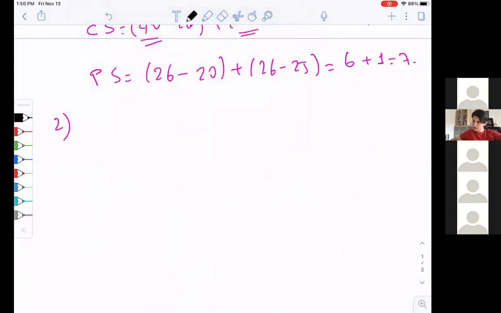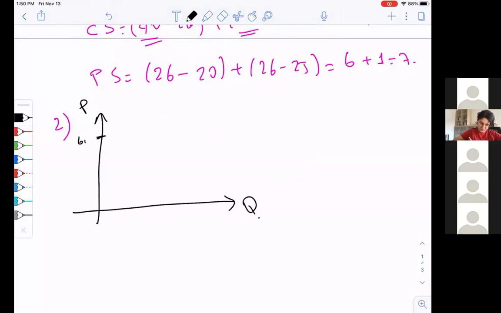Consider the following demand and supply curves for the wheat market. Find the equilibrium price and quantity, and find total surplus at the equilibrium. This is very simple. You just draw the demand and supply curves. This is Q, this is P. If Q equals 0, P equals 600. If P equals 0, Q equals 200. So this is the demand curve, and we have the supply curve.